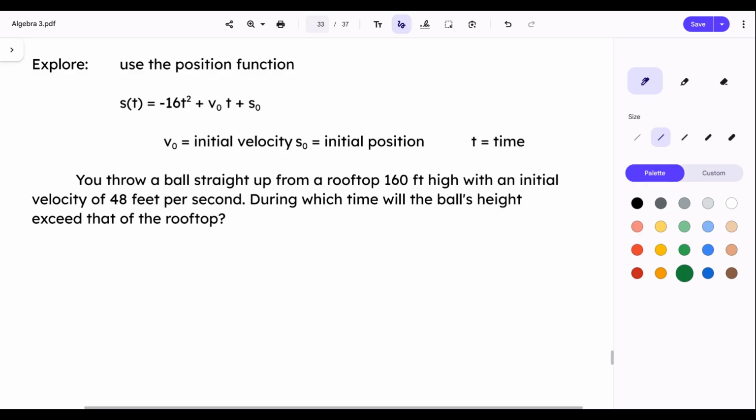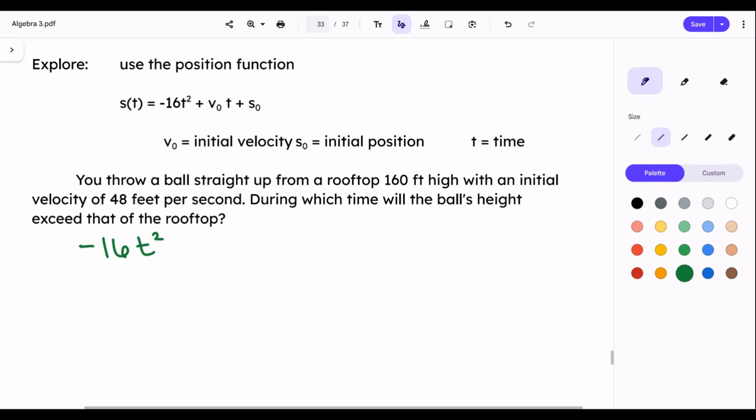Okay, so there are some numbers in here that we're going to want to put into our formula, because the V and the S are going to need to be replaced by numbers. We don't want a whole bunch of letters in this. That's not going to do us any good. So I'm going to bring down the negative 16 t squared, because I don't know what my time is. That's what I'm trying to figure out, because they're asking during which time will the ball's height be higher than the roof.